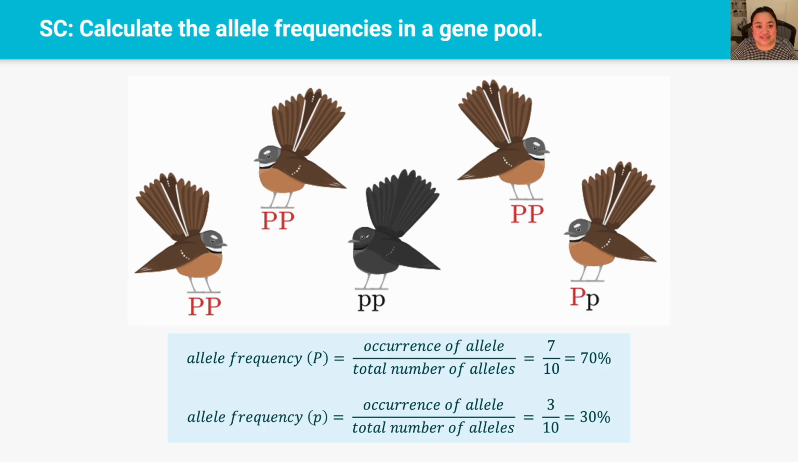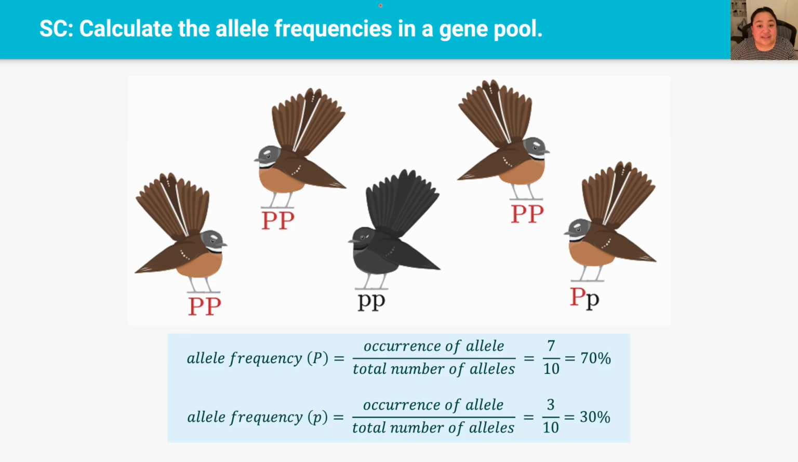Here's another example. Calculate the allele frequencies in this population of P waka waka. To calculate the allele frequency of the big P allele, we need to count how many times it appears in the gene pool. 1, 2, 3, 4, 5, 6, 7. We then divide that by the total number of alleles in this gene pool. How many alleles in total? 1, 2, 3, 4, 5, 6, 7, 8, 9, 10. 7 divided by 10 is 0.7 times 100, 70%.